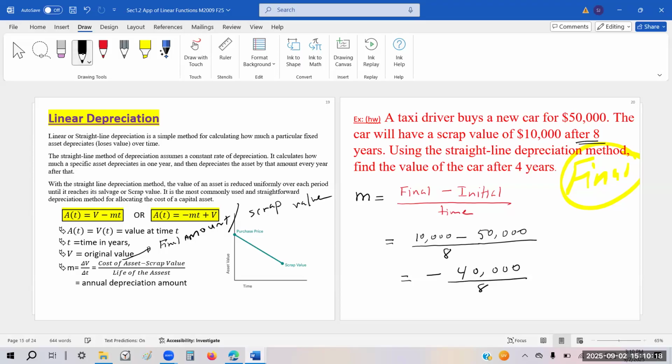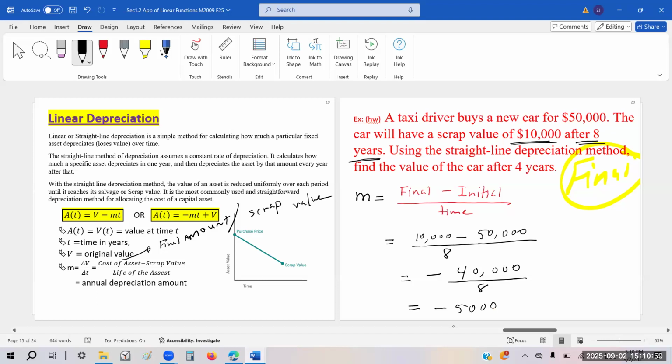So how much per year? How many years you spent? And the car becomes $10,000. You're going to find after 4 years how much is the money. So first you have to know your annual depreciation rate. You know after 8 years it is 10,000. So if you can calculate how much per year, you can easily figure out after 4 years how much money you're going to lose. So what's the depreciation rate? Negative 5,000 means each year you're losing $5,000.